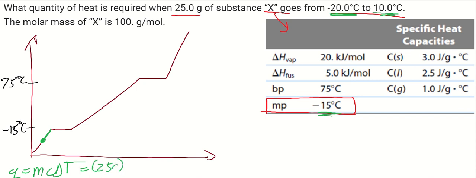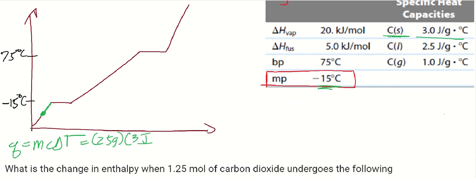25 grams. And then the specific heat of the solid form is 3 joules per gram degrees Celsius. All right, I'm not writing all my digits now. I'll do sig figs at the end.